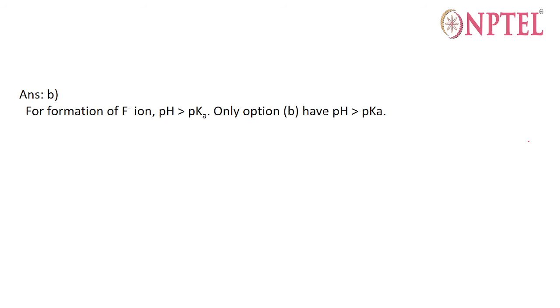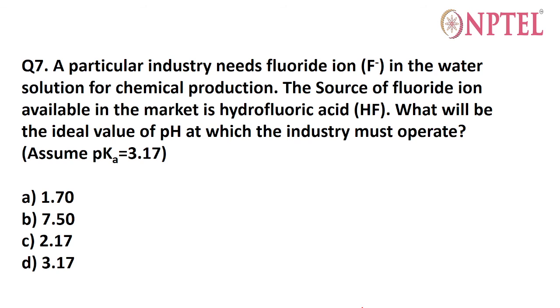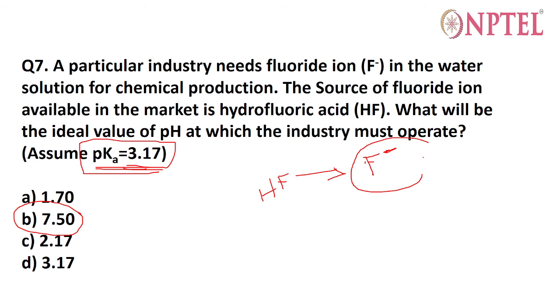Okay, let's go to the solution. So B will be the correct answer because here B is 7.5, right? The pH should always be greater than pKa, then this HF will dissociate. HF will dissociate and form fluoride ion. So this is the margin, this is the limit. We have to go beyond this pKa value to get fluoride ion. So only this one, 7.51, is what we want, 3.17. So this is the correct answer.